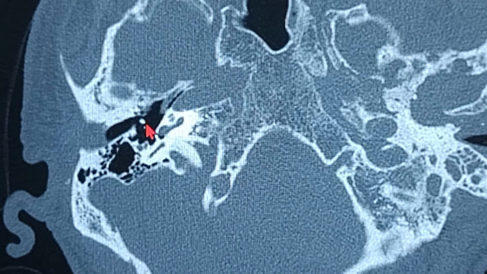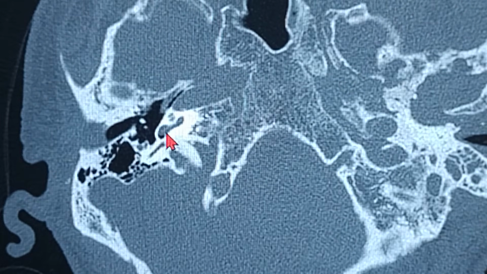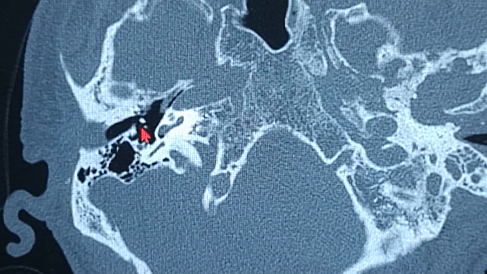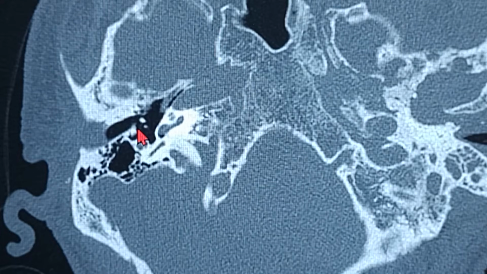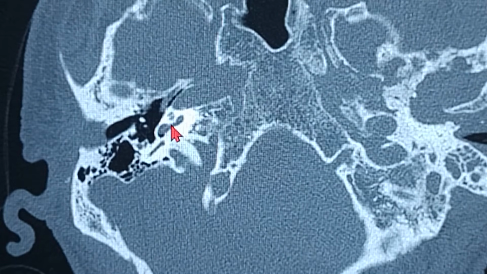So this is the malleus, this is the incus. You can see the two dots over here. This is the cochlea. Now I'm going to talk about the mesotympanum, the contents, that is the ossicles, at a later point. But now I'm going to be talking about the complete anatomy of the inner ear.